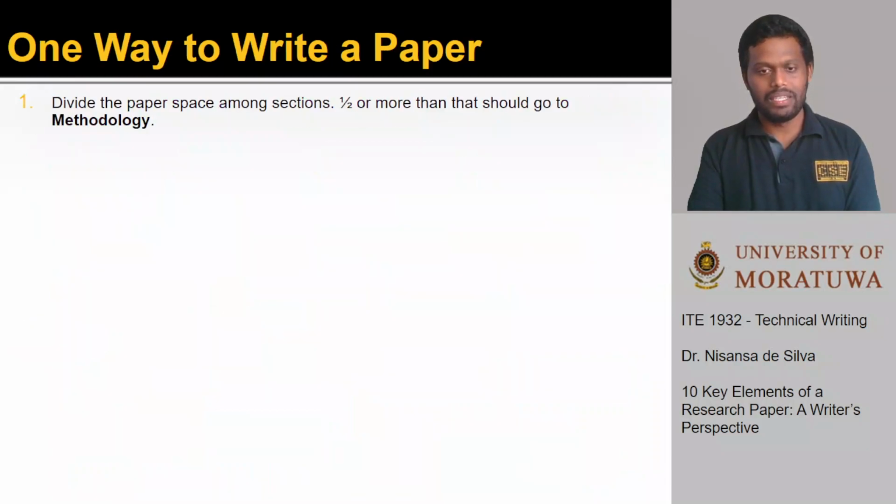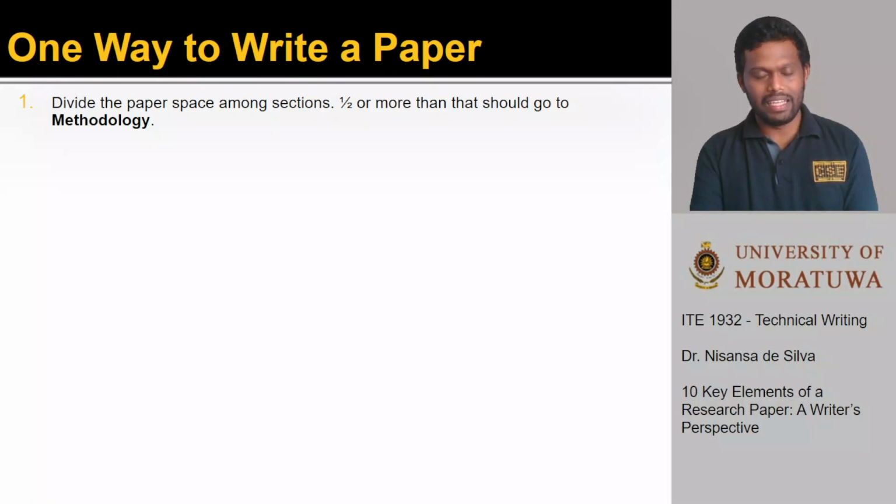Right. Now let's look at one way to write a paper. This is not a rule, this is again a guideline. This is an idea on how to divide your time and effort and your real estate, honestly, on paper, because usually papers are given with a limit, 6 pages, 8 pages, 4 pages. So you have to be very careful what to put and what not to put. About half or more than that should go to your methodology.